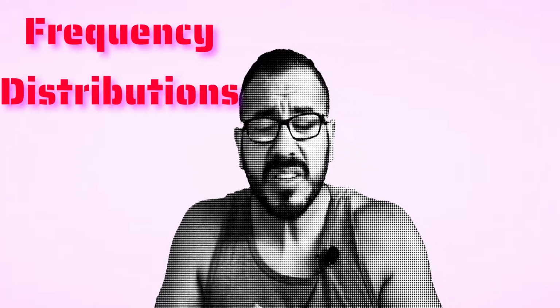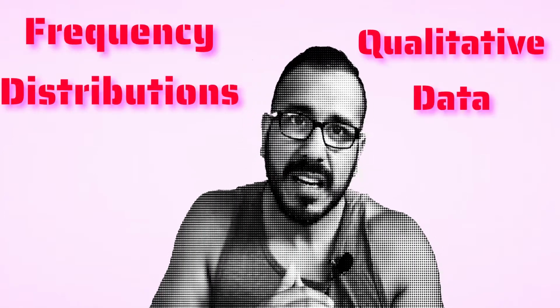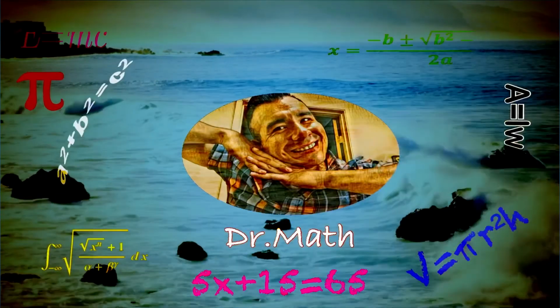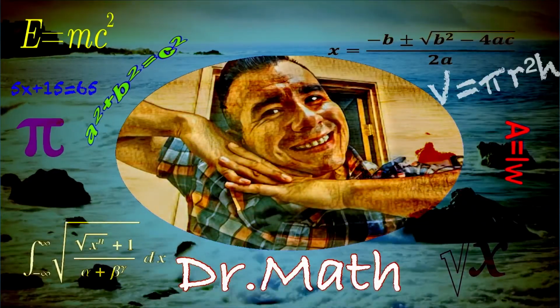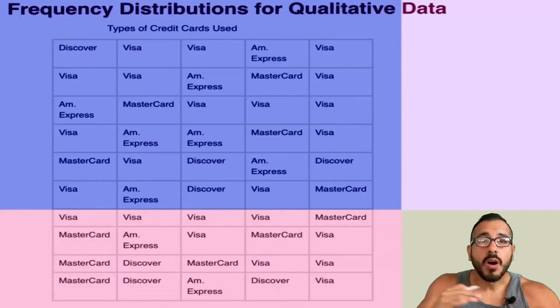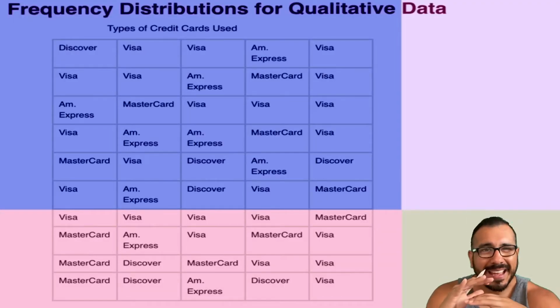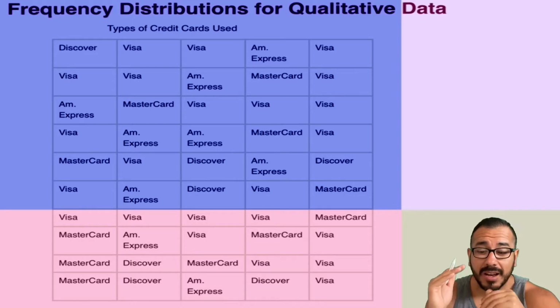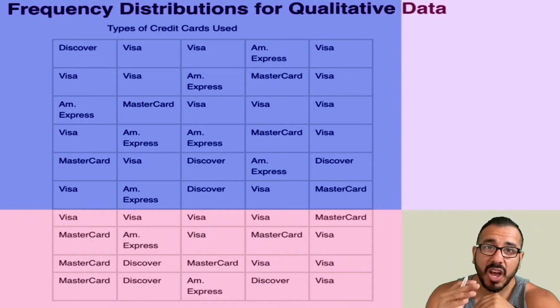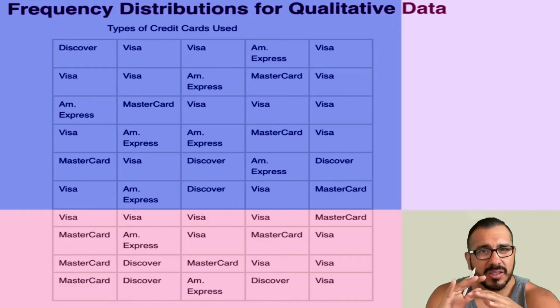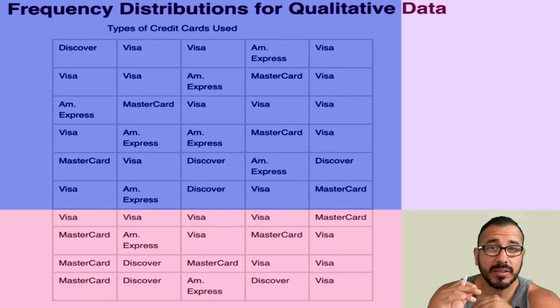Today we're going to talk about frequency distributions for qualitative data. All right, mathletes, so let's talk about these frequency distribution tables, and we're going to focus in on qualitative data. They're actually quite easy to construct. So let's take a look here.